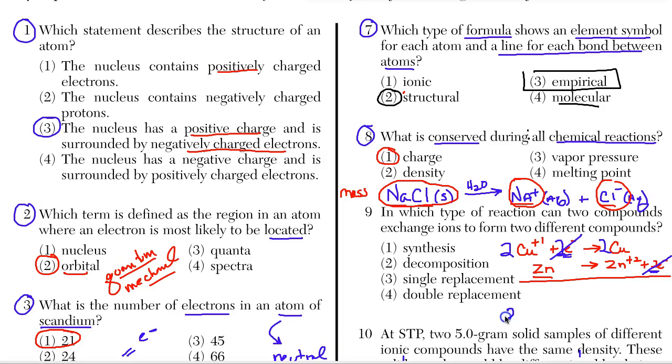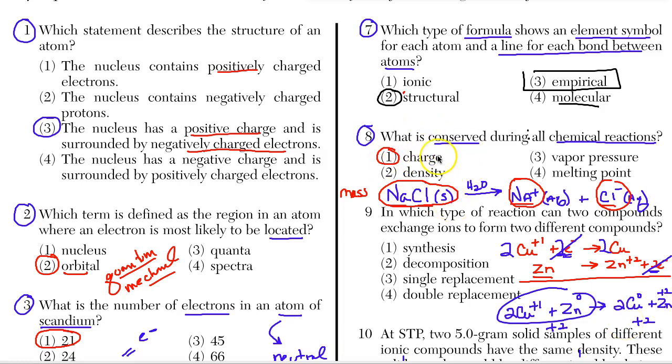And the overall reaction would be 2 copper +1 plus zinc, that's an atom, neutral, goes to 2 coppers, 0, neutral, plus zinc +2. I'm running out of space. Look at the total charge on this side. 2 times +1 is +2. So this side is +2. The zinc 0 is 0. 2 times 0 is still 0, and then you've got a zinc +2. Notice +2 on both sides. Charge is conserved. So that's really important you get that.